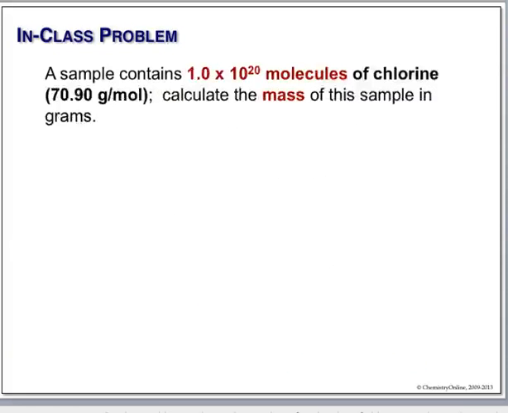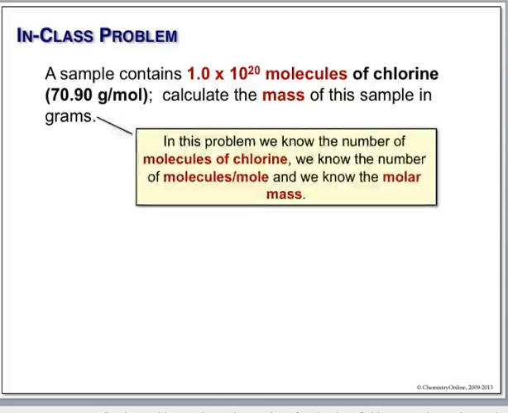All right, let's say I have 10 to the 20 molecules of chlorine. What's the mass of my sample? It's the same mole exercise, isn't it? If we have 10 to the 20 molecules, we have to figure out how many moles that is. If we know how many moles that is, then we know how much it weighs. We know the number of molecules. We know molecules per mole. That's Avogadro. And we know the molar mass.